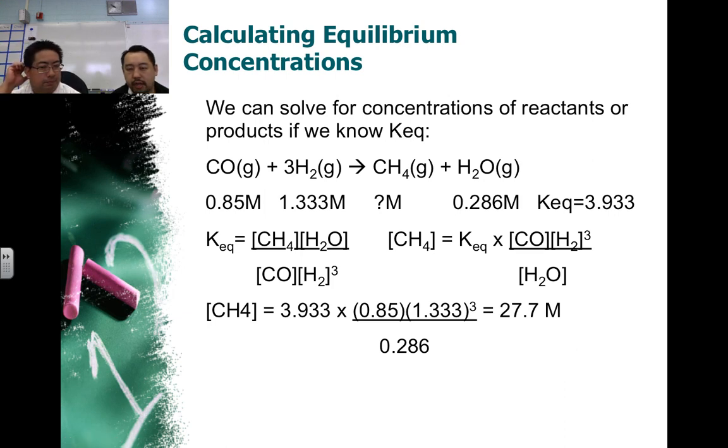Right. So this is from 18.1. We already showed the basic setup, and remember, it's just product over reactants with the molar concentrations, using the coefficients and turning them into exponents. The reason why this is cubed is because there's a 3 in the balanced equation. Then plug and chug.